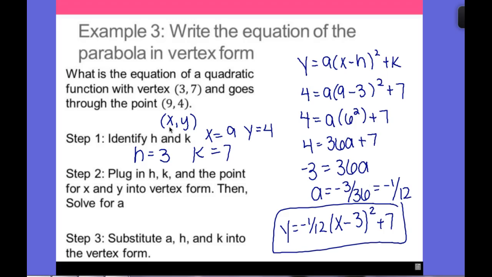So just going back through what each of those variables mean and relating it back to absolute values. A negative is reflection. 1/12 is compressed. A positive 3 is right 3. And a positive 7 is up 7. So if it asks you for the transformations, that is the words for what a, h, and k represent. So it would be reflected, compressed, right 3, up 7.